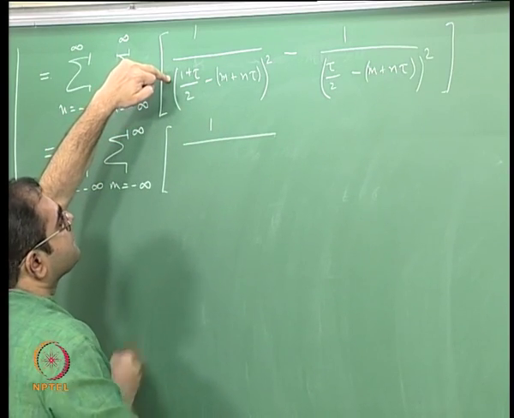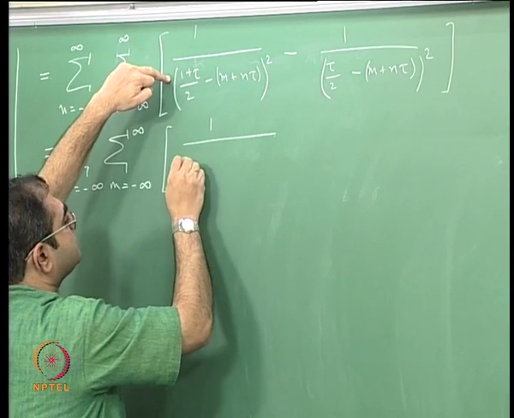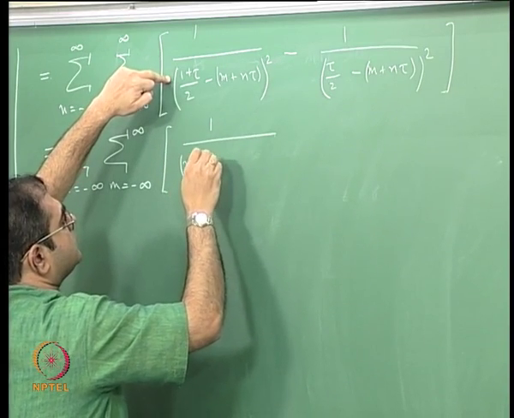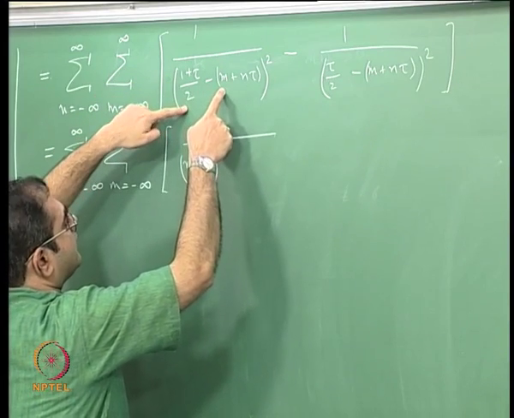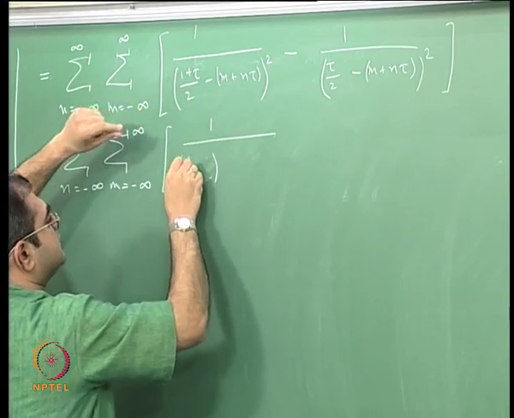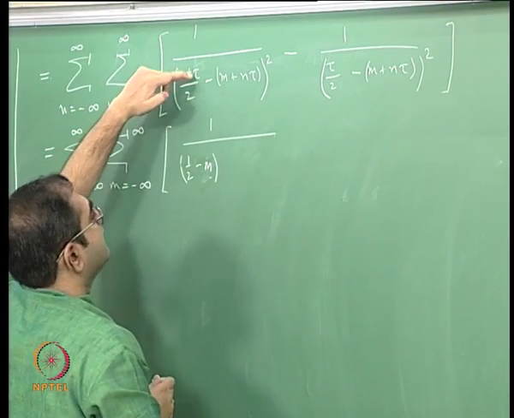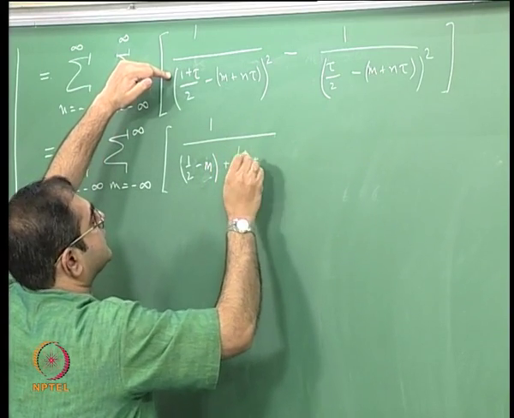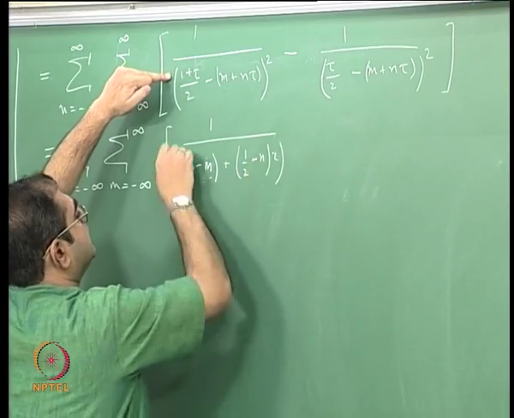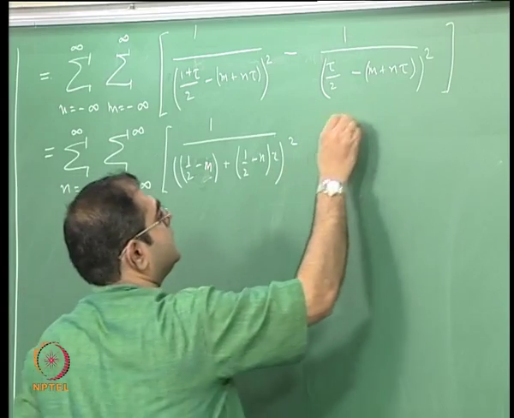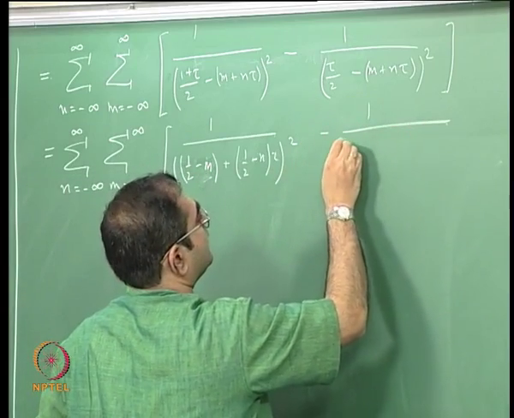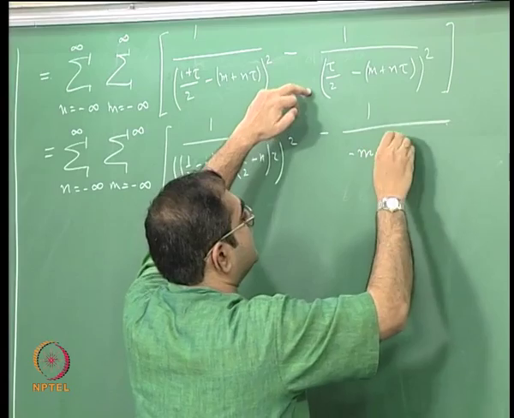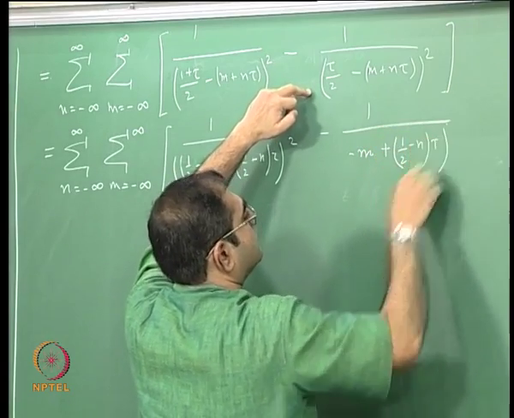So this becomes summation n from minus infinity to infinity, summation m from minus infinity to infinity, of, so I end up with half, so I can write it as m minus half. Let me write it first as it is: half minus m is the real part, and the coefficient of tau is going to be (half plus half minus n) into tau, the whole squared, minus the other term, which is going to be minus (m plus (half minus n) into tau) the whole squared.